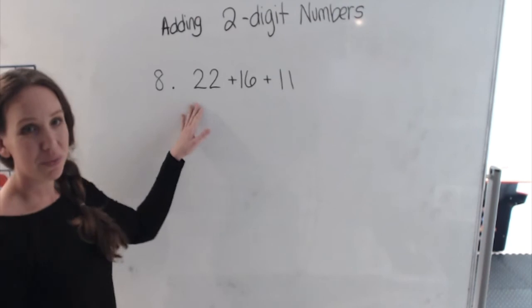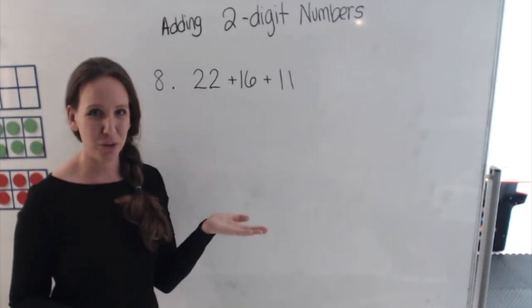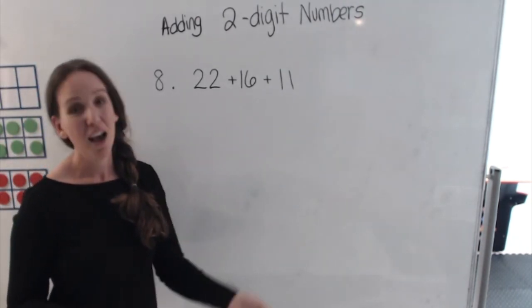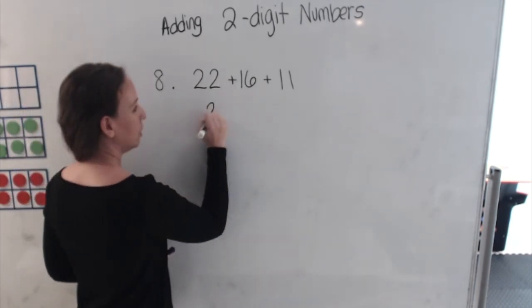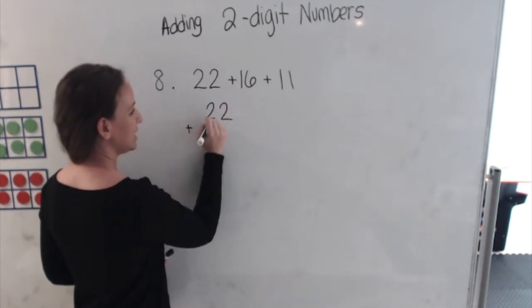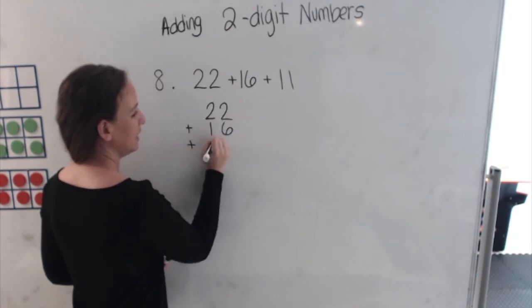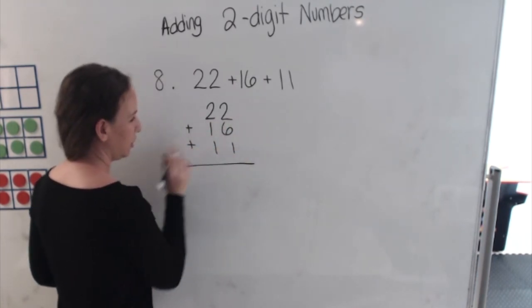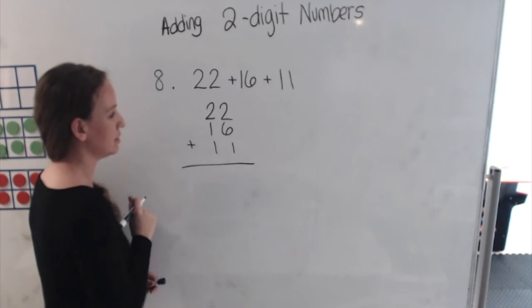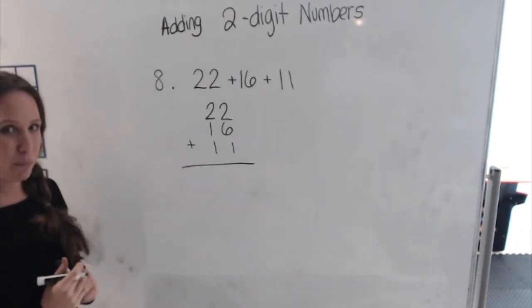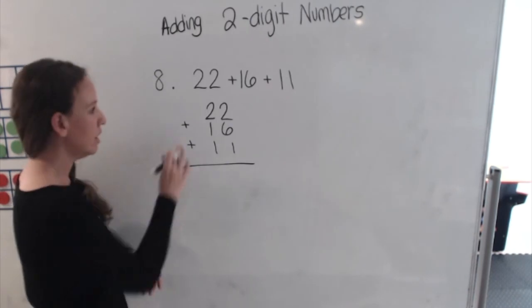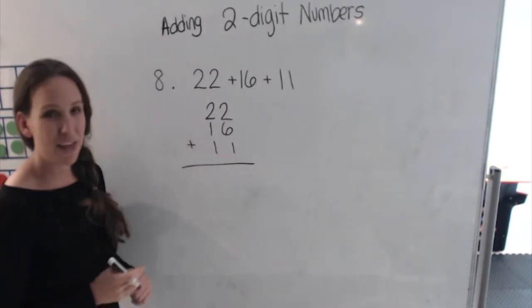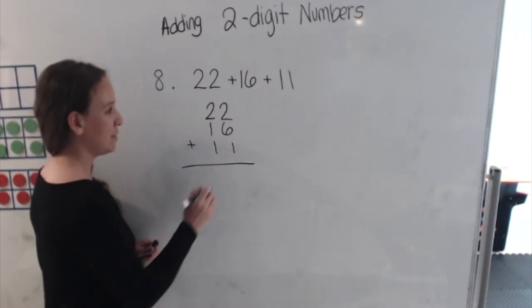So, which way do you guys want to do it? All of them at once. Okay, so let's line them up. 22 plus 16 plus 11. And we're going to do them all at once. So again, I only need one plus sign there. Did you see I erased the one from here because it's the same thing. You only need the one at the bottom. So let's add them up.